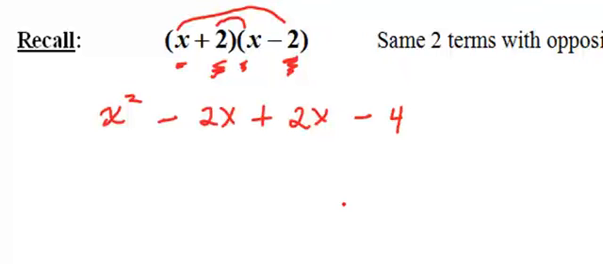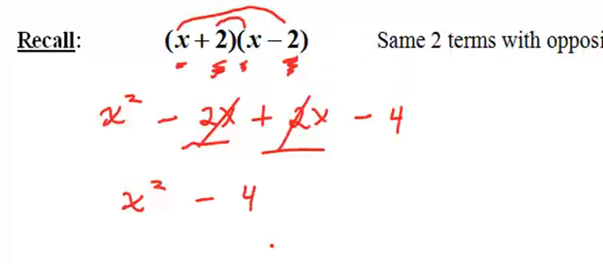4. What happens here when we have the same two terms but opposite signs? Well, the inners and outers are the same, but they have opposite signs, and they add up to 0. And we wind up with the first times the first minus the last times the last.